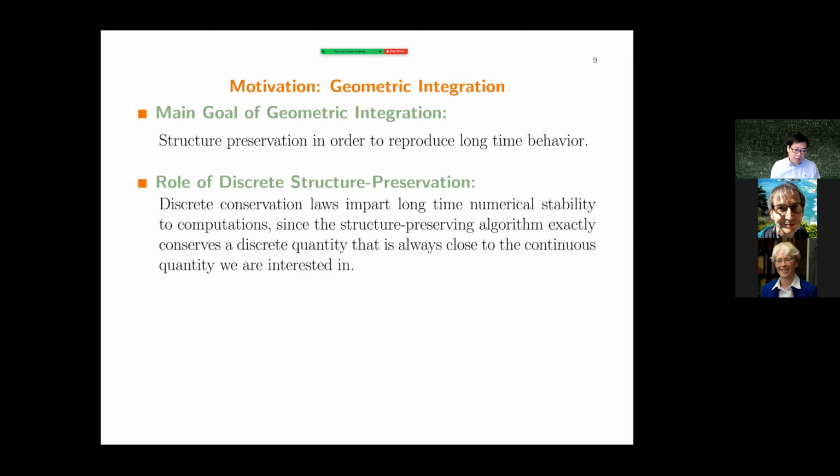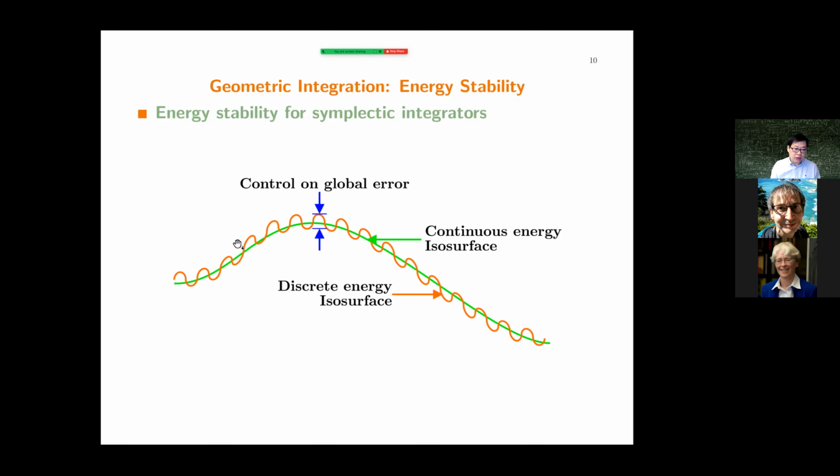Maybe a better way to illustrate this is the following cartoon. Say this green line is the level set of the continuous, or real, energy, and you have some perturbed or discrete energy which is exactly preserved. Then you will stay on the level set of this perturbed energy. It is usually the case that the level set of the perturbed energy stays close to the level set of the original energy. And so you have some sort of stability as a consequence of this.